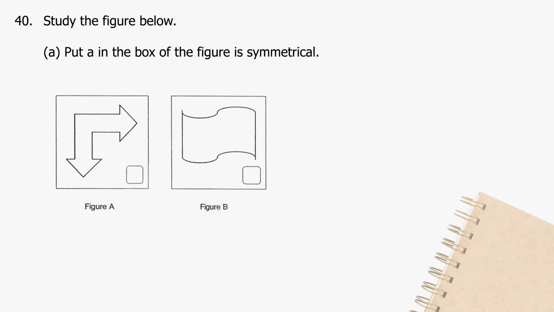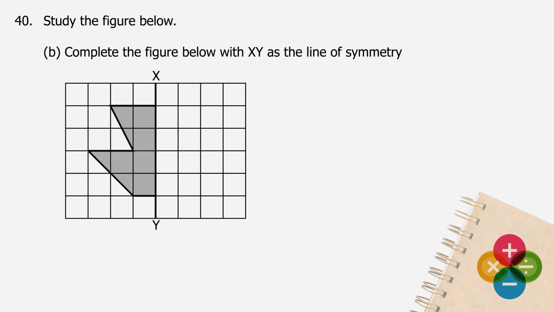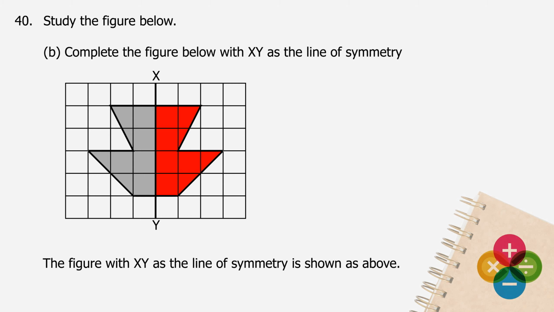Question 40. Study the figure below. A. Put a tick in the box if the figure is symmetrical. From the two figures, the figure that is symmetrical is figure A. B. Complete the figure below with XY as the line of symmetry. The figure with XY as the line of symmetry is shown as above.